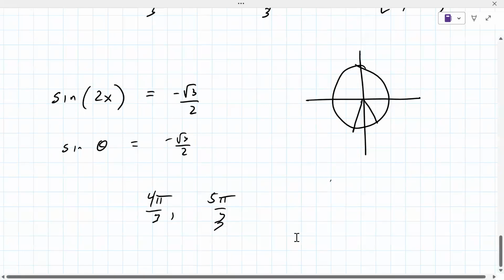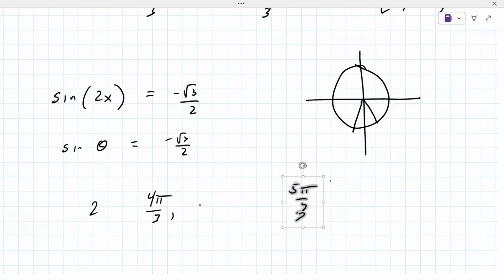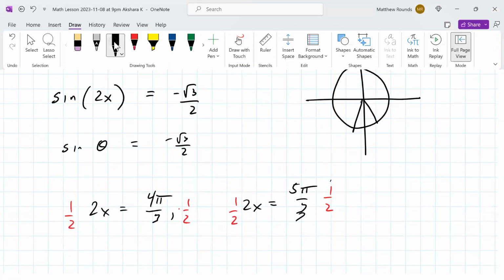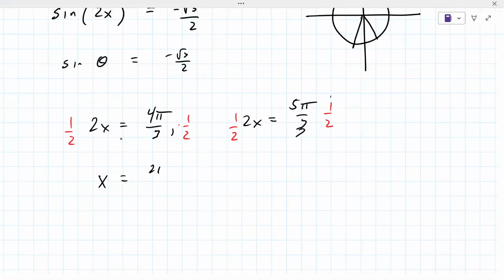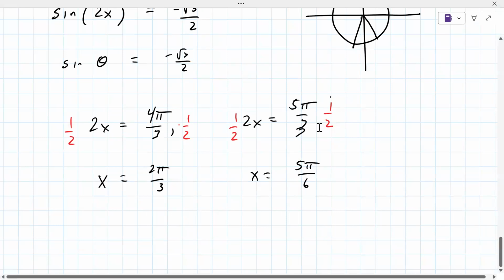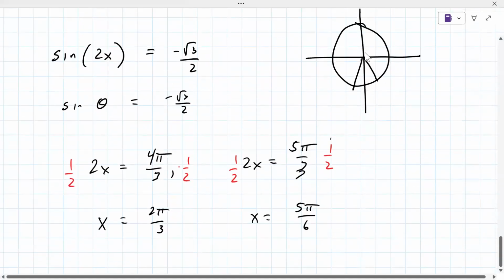So this time you set the 2x equal to that. And you can see here that you're going to multiply by 1/2. And this time the angles get smaller. All right. So this is where you've got to recognize, oh, I might have a problem here, because this ends up being 5 pi over 6. When these get smaller, that means there's more angles to consider.